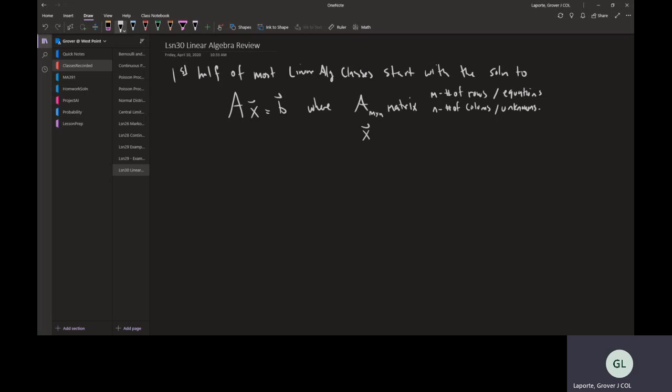And then X is your vector of unknowns. So X is generally an n by 1, so it's a column vector. So it has n rows in one column. And generally, that's how we show vectors in this course and in linear algebra class. So it's a column vector of unknowns. And then B is an m by 1 column vector, generally given.